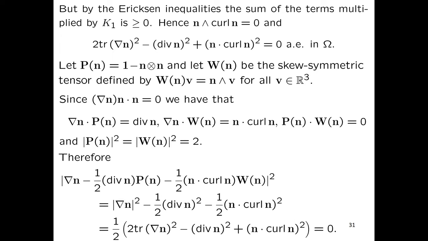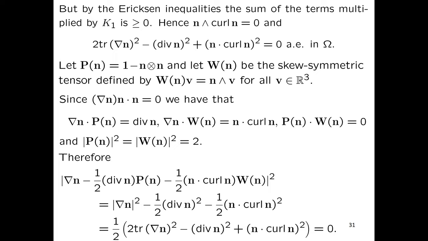So then you can compute the dot products in the space of matrices of the gradient of n with P(n), that with the divergence of n, the gradient of n dotted with n tensor n is zero. The gradient of n dotted with the identity is the divergence of n. The gradient of n dotted with W(n) is n dot curl n. And P(n) and W(n) are orthogonal, and their squares are 2. So calculate then the gradient of n minus a half the divergence of n times P(n) minus a half n dot curl n times W(n), squared.